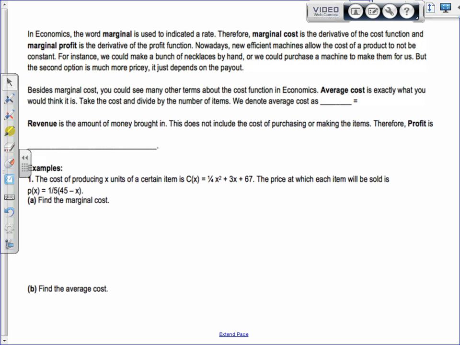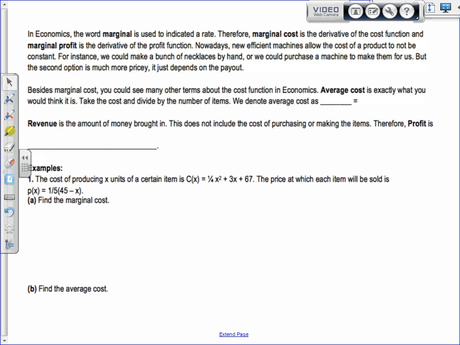So for instance, let's say we make a bunch of necklaces by hand. If we make a bunch of necklaces by hand, it's probably going to cost you a certain amount for each necklace, right? Pretty much a fixed amount. But if I buy this fancy machine and have it produce a mass amount of necklaces, it's probably not going to be as expensive to produce the 1 millionth necklace as it would to produce the first necklace. Do you guys understand what I'm saying?